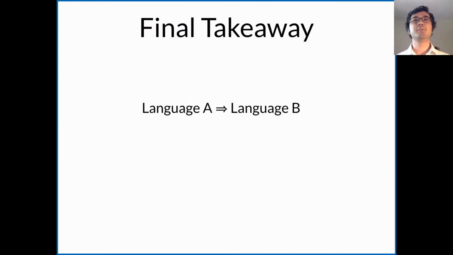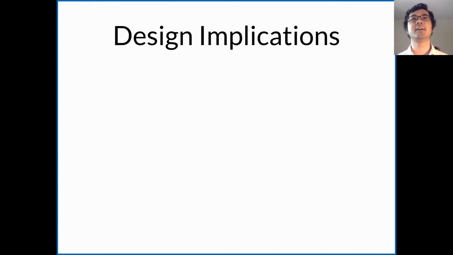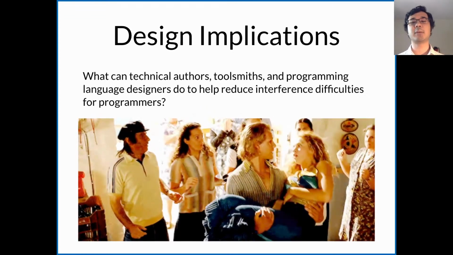And so the final takeaway I want you to have about this paper is that we talk about transitioning from language A to language B, but in fact, we also should talk about transitioning from language A's ecosystem to language B's ecosystem. And so what are the design implications of this? What can technical authors, toolsmiths, and programming language designers do to help reduce these issues?